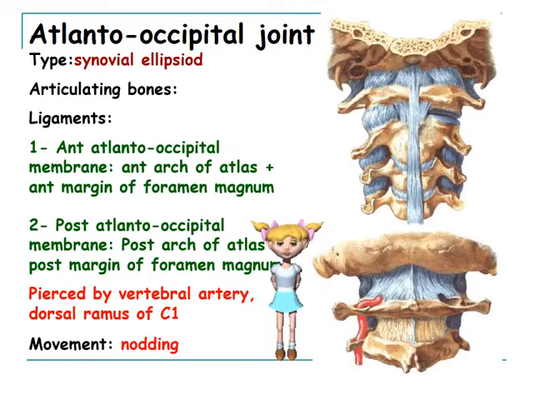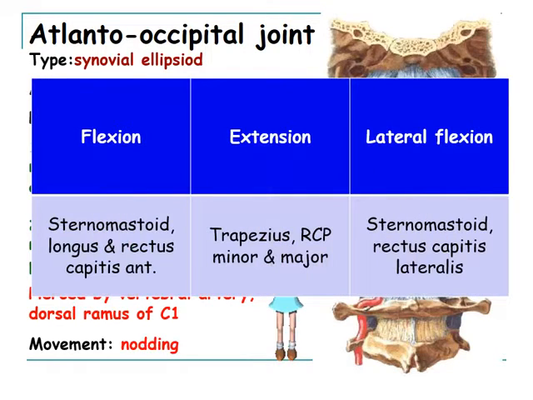The movement is flexion and extension, the nodding action. Muscles producing this movement: flexion is produced by sternomastoid and rectus capitis anterior, extension by trapezius and rectus capitis posterior minor and major, and lateral flexion by rectus capitis lateralis.